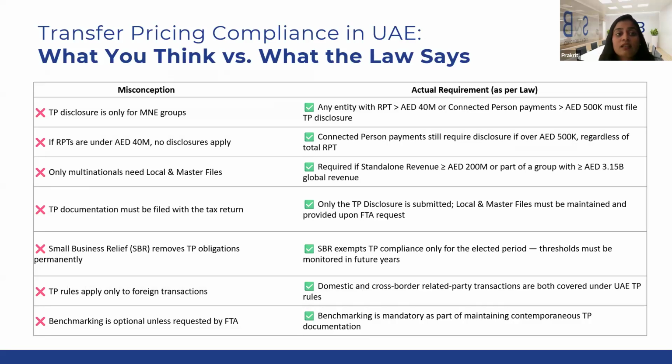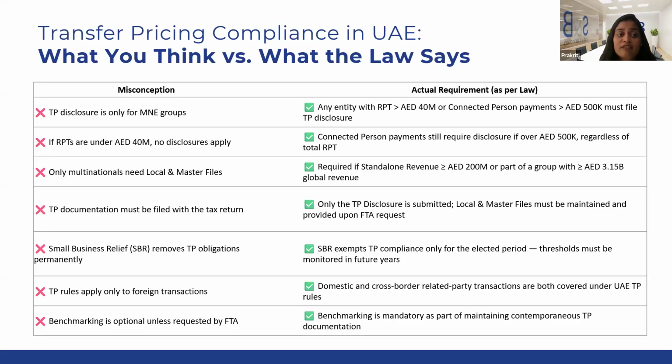So the first thing is that people may perceive that transfer pricing disclosure is only required for a multinational group. However, the TP disclosure we're talking about, which is the items to be mentioned in the transfer pricing schedule in the tax return itself, is not meant only for the multinational group, but one has to see the threshold limits, which, if exceeded, as we discussed in the last slide, then the details need to be filled in the corporate tax return itself.